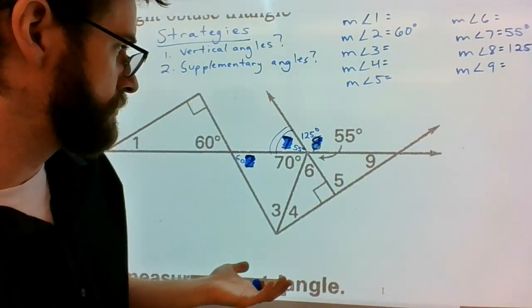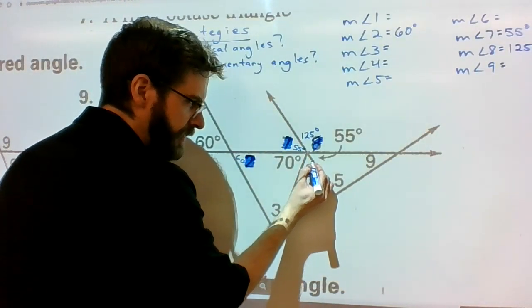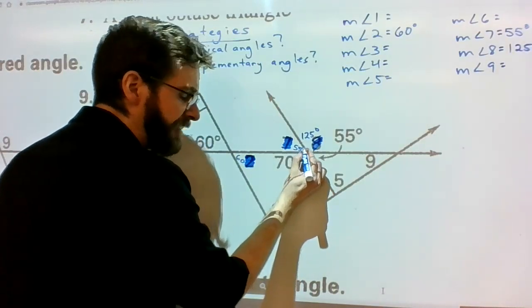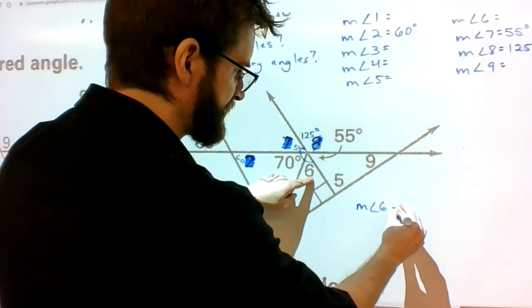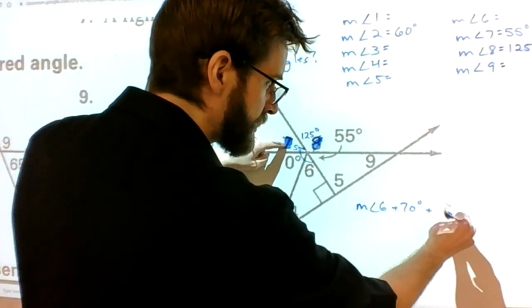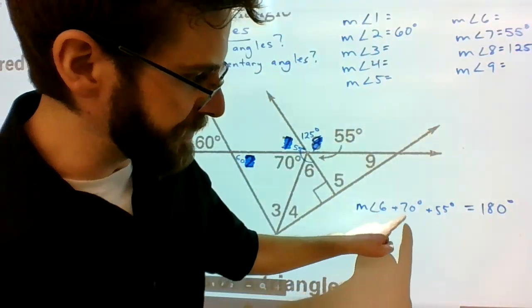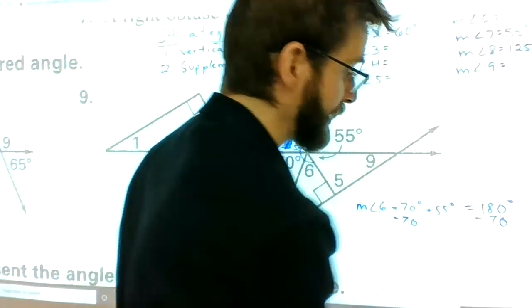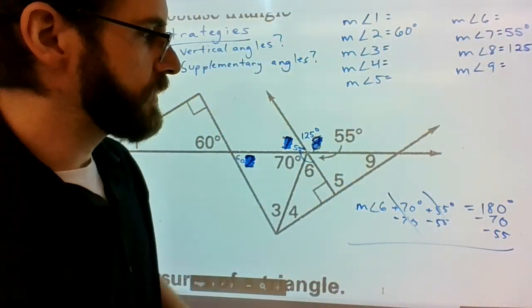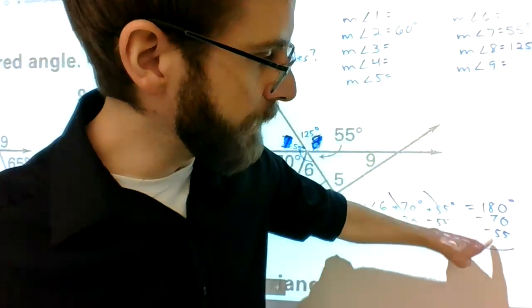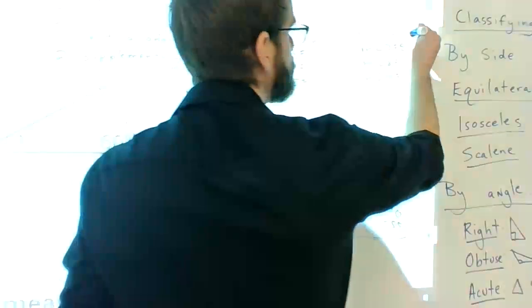Do we have any others? I think we do. Check this out. Angle 6 plus 70 degrees plus 55 also creates a straight line. So the measure of angle 6 plus the 70 degrees plus the 55 degrees has to add up to 180. So you could find the measure of angle 6 by subtracting 70 from 180 and also subtracting 55. So the measure of angle 6 is equal to 110 minus 55, which is 55 degrees. So the measure of angle 6 is 55.